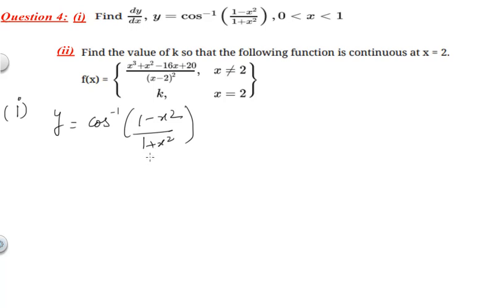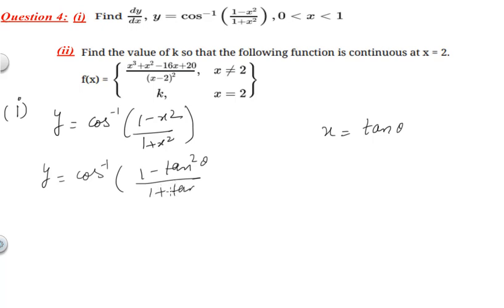Better we do it with trigonometric substitution. Let us consider x as tan theta, just to see what we get. y equals cos inverse of (1 minus tan square theta) divided by (1 plus tan square theta).